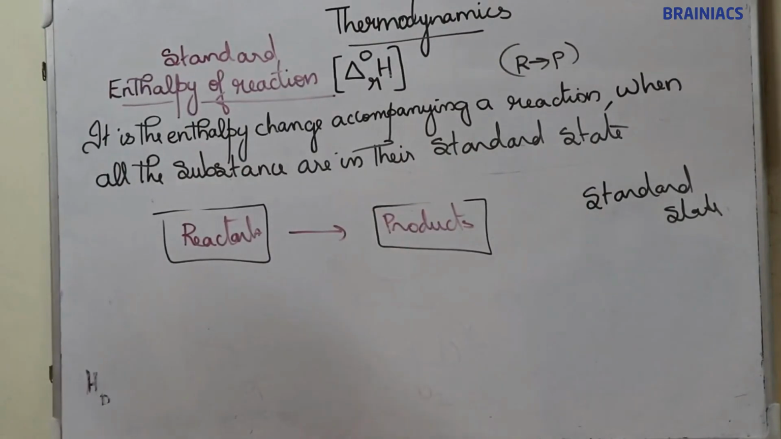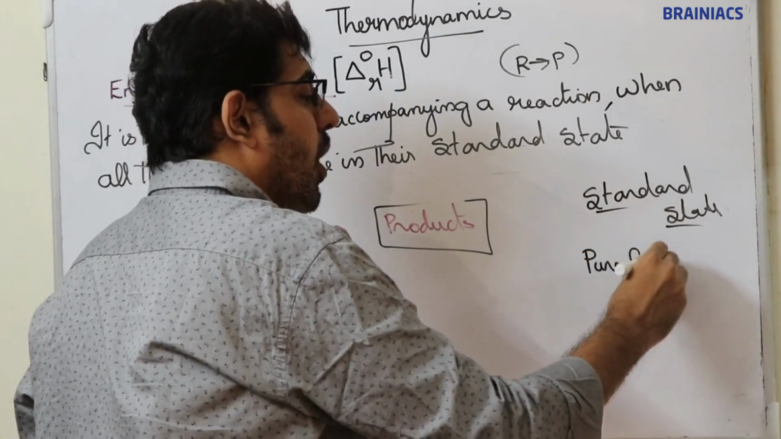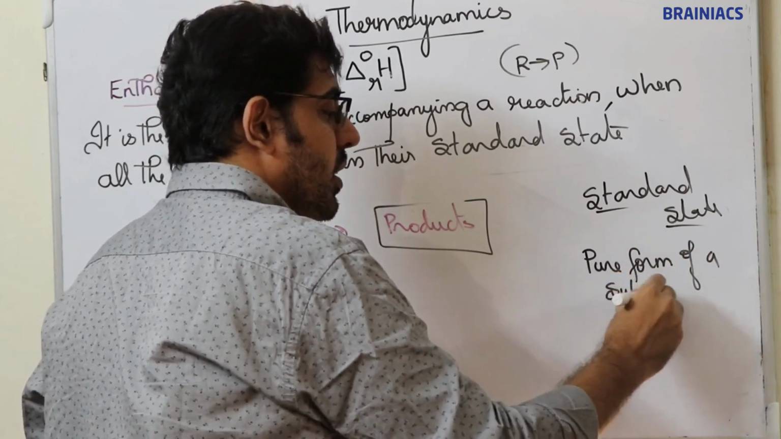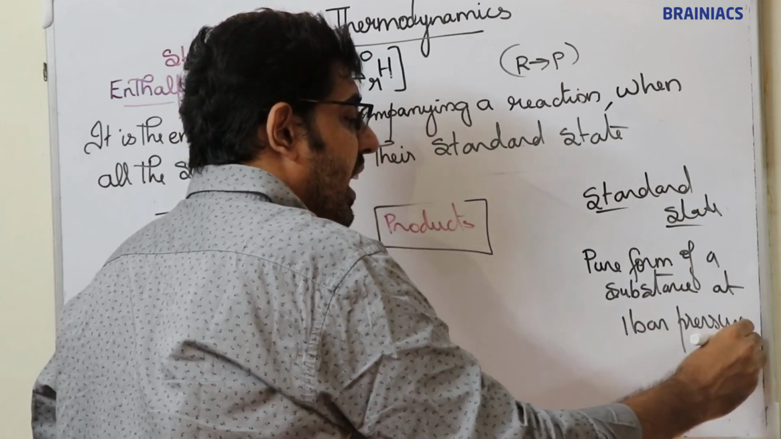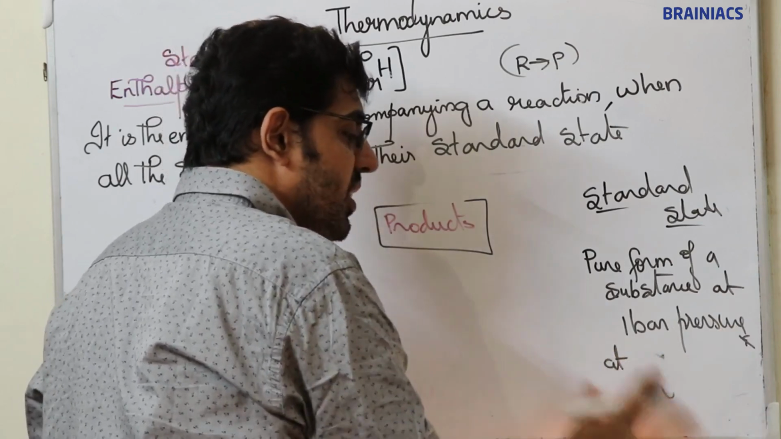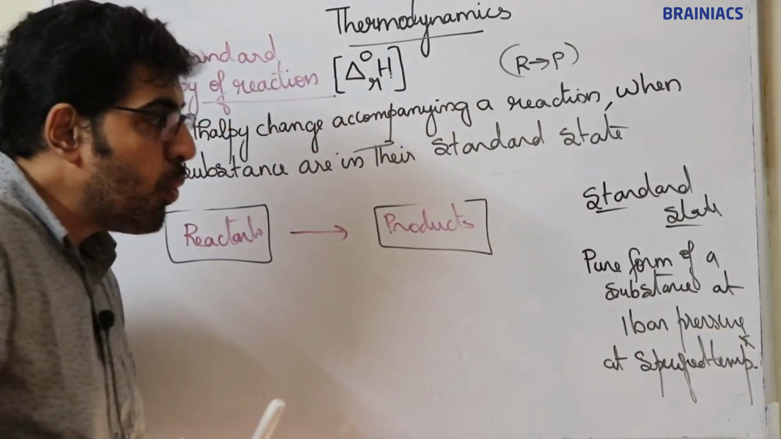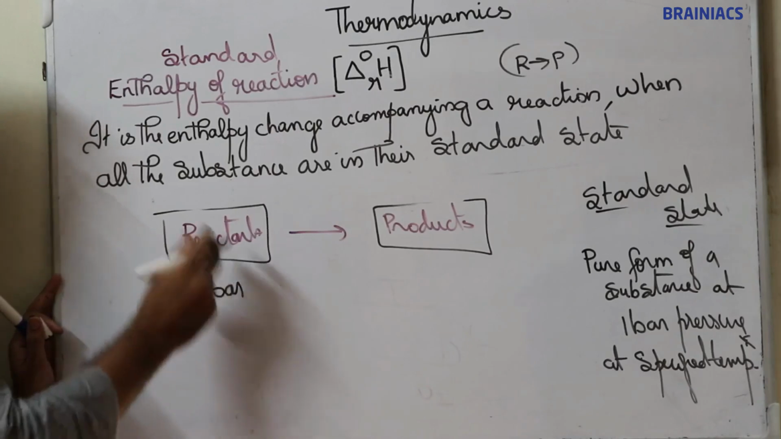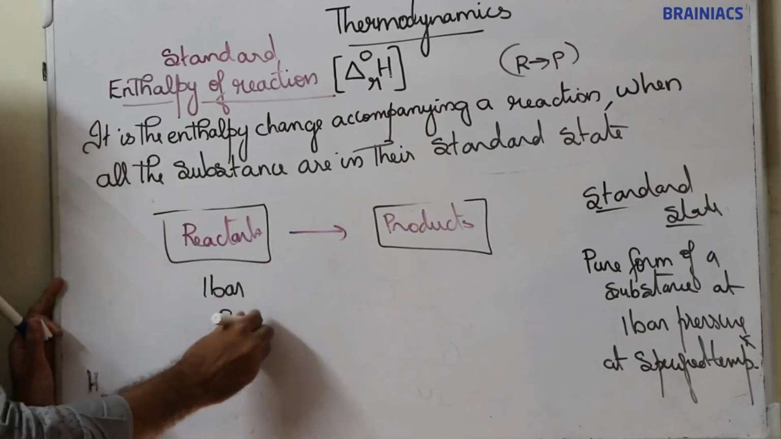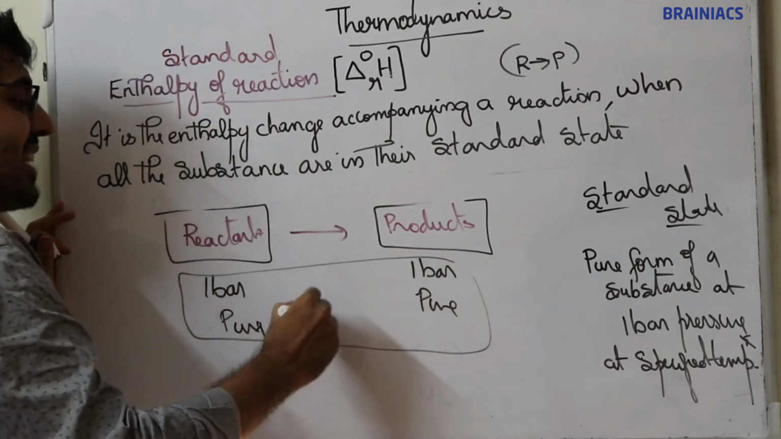What is meant by standard state? Standard state means the pure form of a substance at 1 bar pressure and at any specified temperature. For example, if the reactant is at 1 bar pressure and is pure, and in the same way the product is at 1 bar pressure and is pure, then this condition is known as standard state.